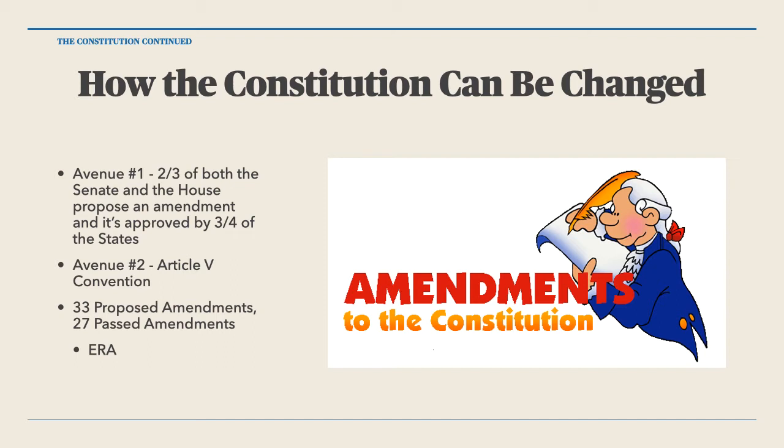Most recent amendments have been written with deadlines. The idea is, okay, we're going to approve this amendment, and then the amendment has to be adopted within 5 years or 7 years. And that's what happened to the ERA. It had a deadline on it, and by the deadline, not enough states had agreed with the amendment for it to become part of the Constitution.